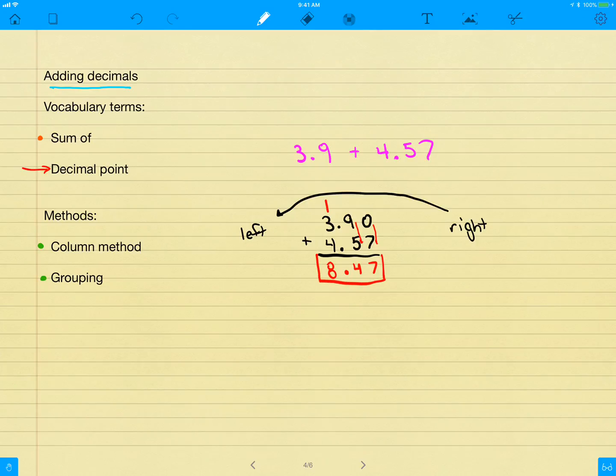Again, I do want you to do this by hand. No calculator in front of you. I want you to see if you can add by hand. And again, use your fingers if you need to. It doesn't really matter. Okay, that's adding decimals.